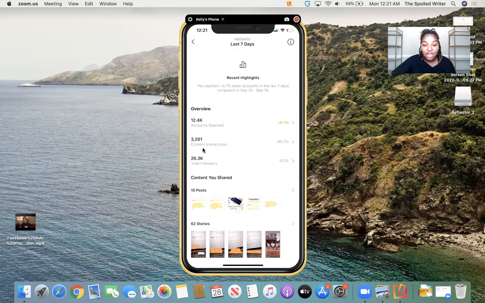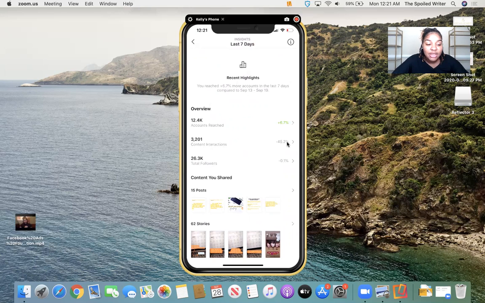So this is going to show all of my data from the past week, okay? So what happens when you create less content? You get less content interactions. You see that? I'm down 45% this week because I have not posted that much.